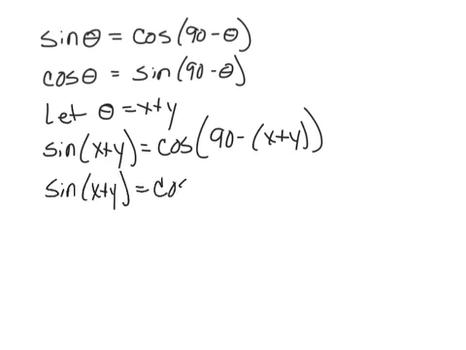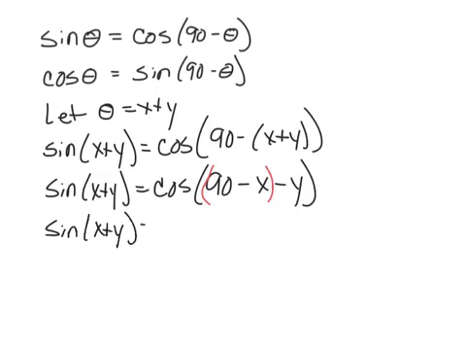That's equal to the cosine of 90 minus x minus y. All I have to do here is regroup. I'm going to group the 90 minus x together, so that's one angle, and the minus y is going to be the other angle. So the sine of x plus y is equal to the cosine of, let me use brackets here, (90 minus x) minus y.